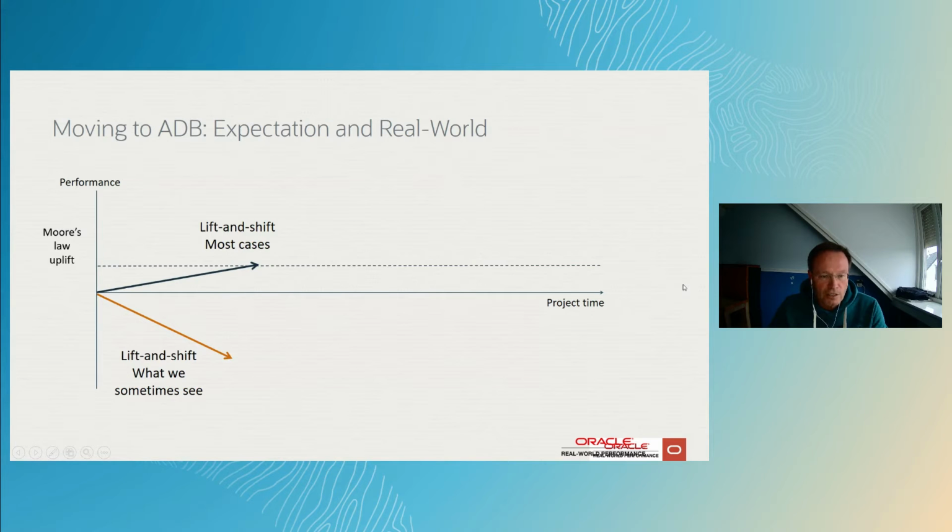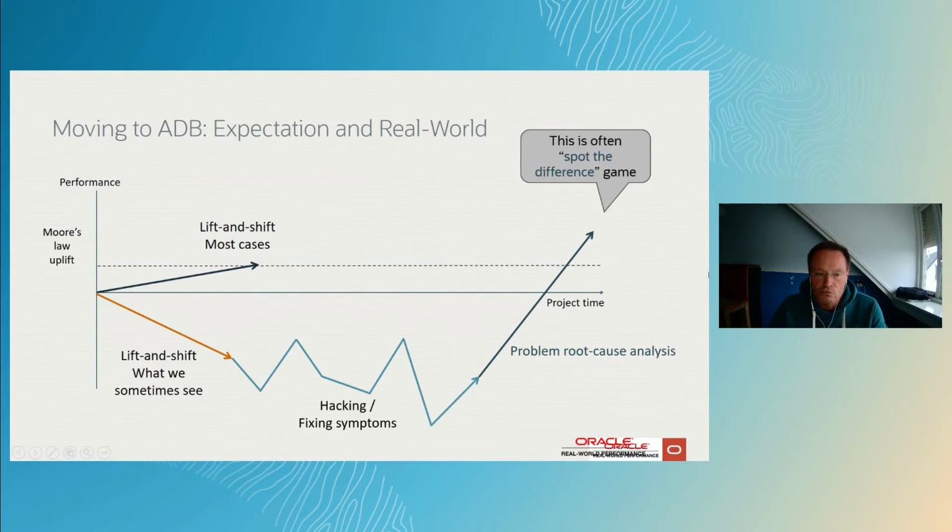However, what we sometimes see is this, and then the customer starts engaging in what we call the hacking/fixing symptoms phase, until you really start looking at what's the root cause, why this lift and shift was not successful into autonomous database. And what we find is that this is what we call the spot the difference game. You need to spot what was different in your on-premises database versus your autonomous database. We play the spot the difference game at that point in time and try to find the differences to fix, and usually we can then get above the curve again.